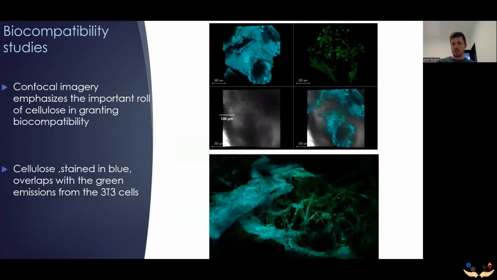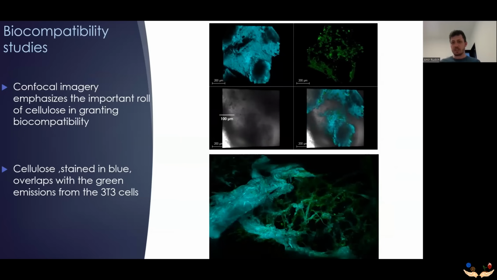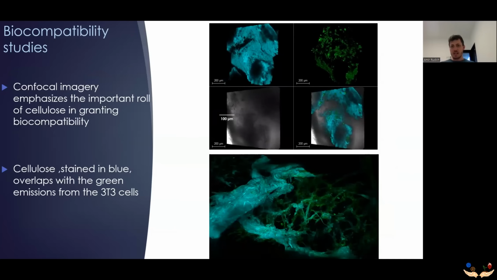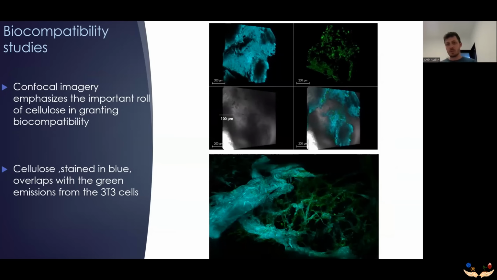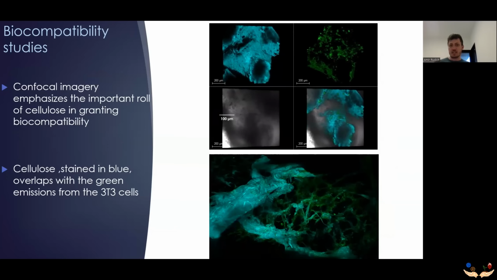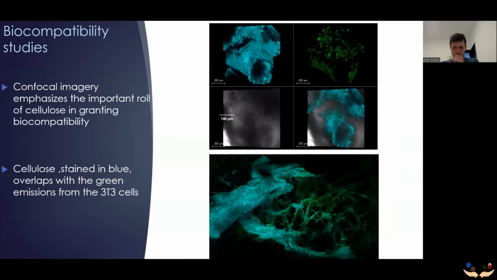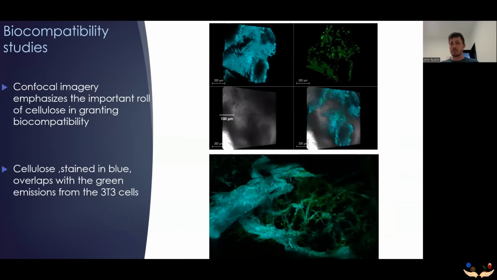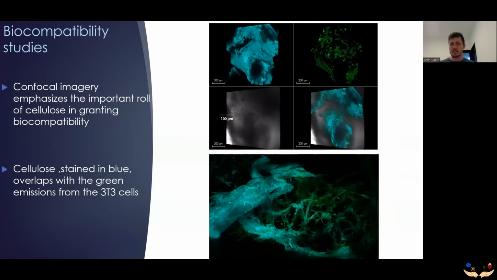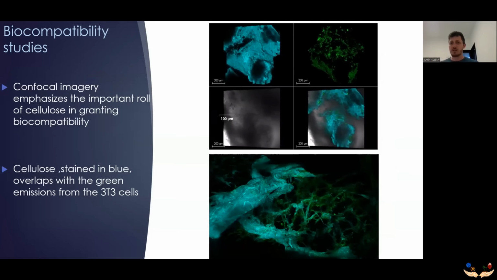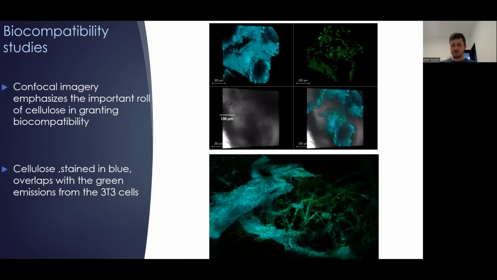What we also set out to do is try to image the cellulose within the hydrogel. Here you can see it in cyan. And then we tried to see if there's a correlation between where the cells are and where the cellulose is. And I think you can appreciate in the image above and both images, there's a really big correlation between where the cells are and where the cellulose is, further supporting the fact that cellulose itself can grant some biocompatible properties to many initially inert materials.